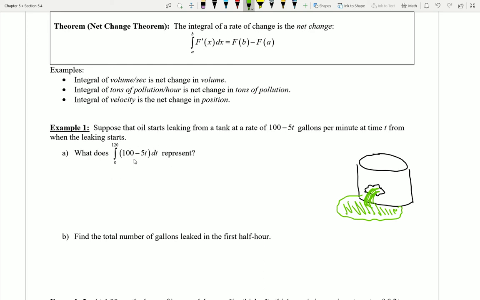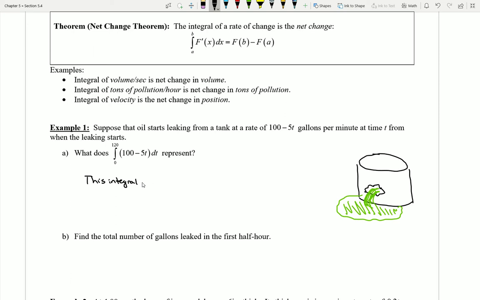I'm noticing first here that I'm going to be integrating the speed at which the liquid is leaving the tank. It's coming out at some number of gallons per minute. And so if I'm integrating this rate over the interval from 0 to 120, which should be represented by my value of t, then I should be able to see that this integral here represents the following.